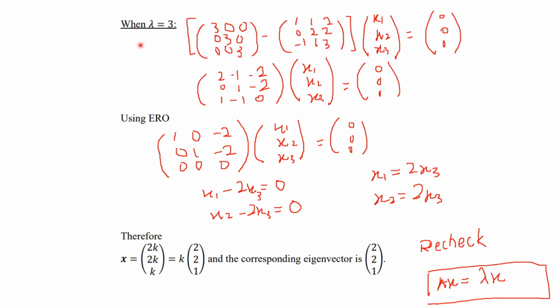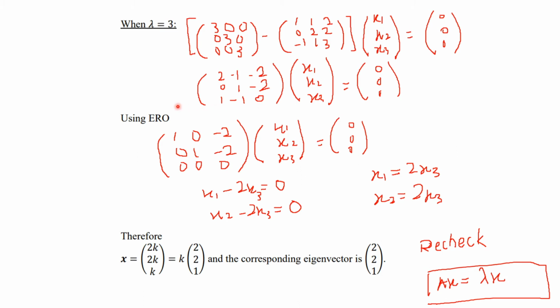For the last one, we have when the value of lambda is equal to 3. Based on the equation that we know, which is lambda times the identity minus the matrix A, with both inside brackets, multiplied by the eigenvector, is equal to 0. From there, the product of the subtraction of these two matrices will give us this matrix, which is 2, negative 1, negative 2, 0, 1, negative 2, 1, negative 1, 0.